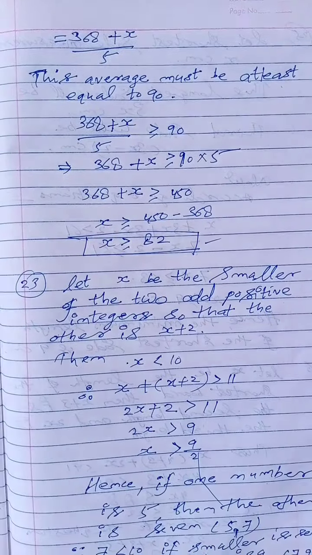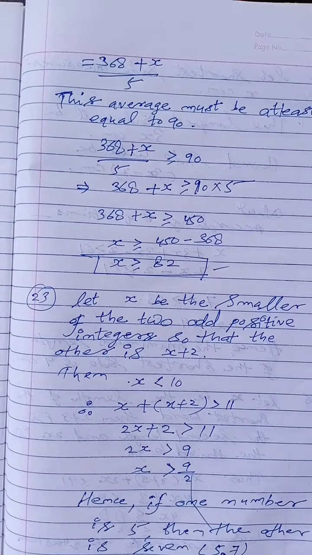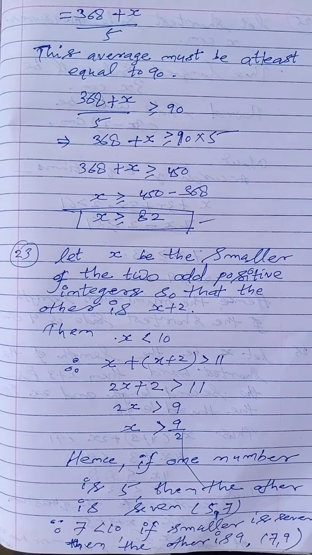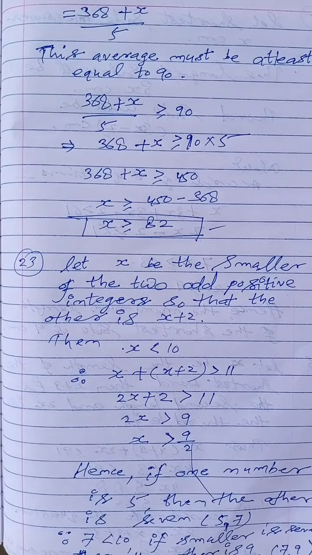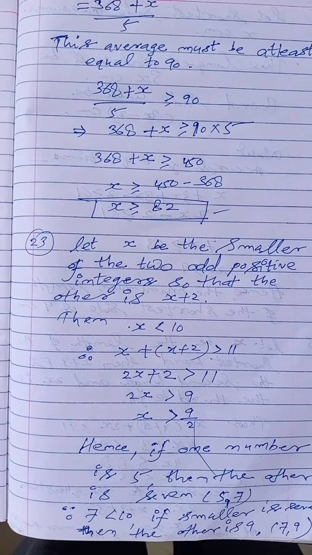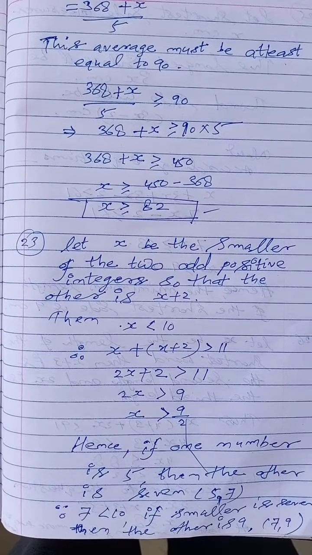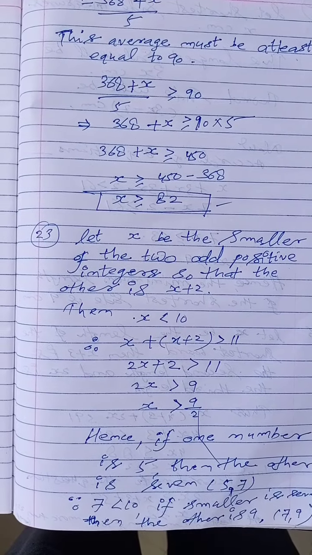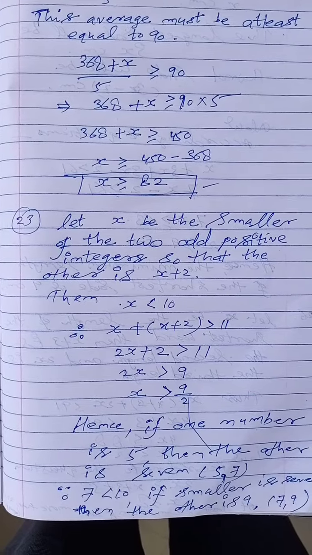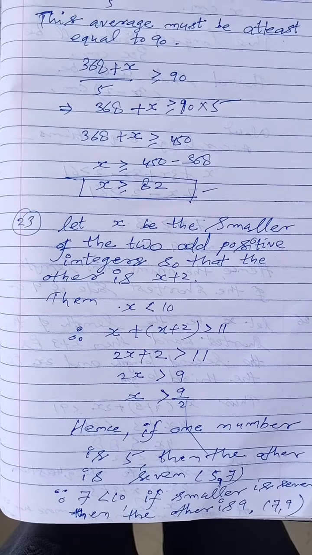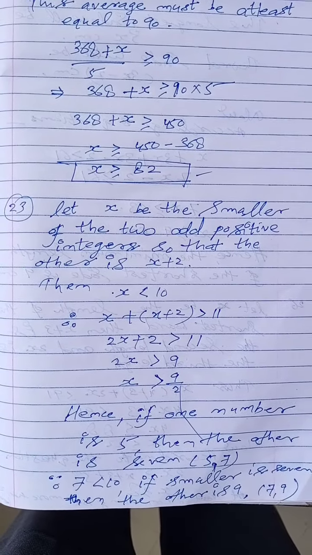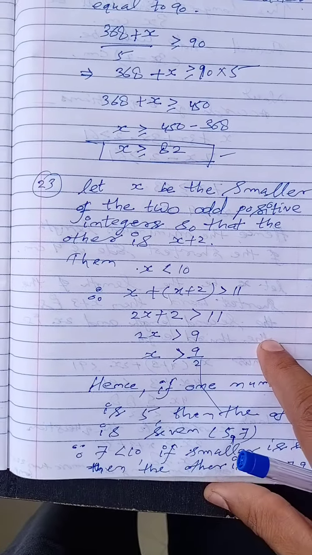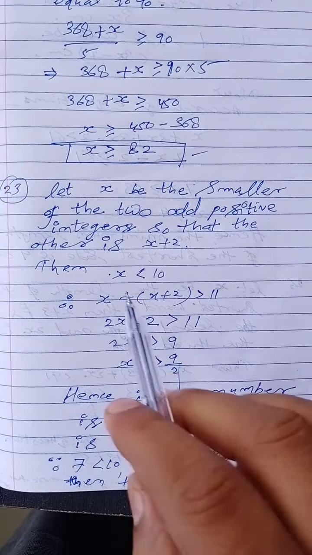Now question number 23. Question number 23 is a very good question. Find all the pairs of consecutive odd positive integers, both of which are smaller than 10, such that their sum is more than 11. We have to take two integers, both of which are less than 10.